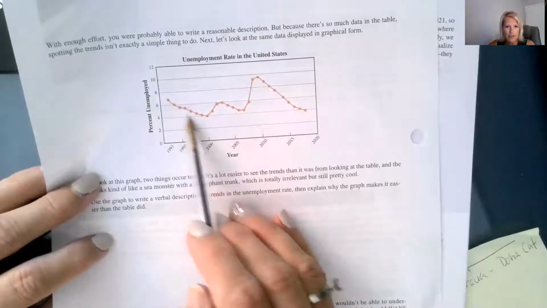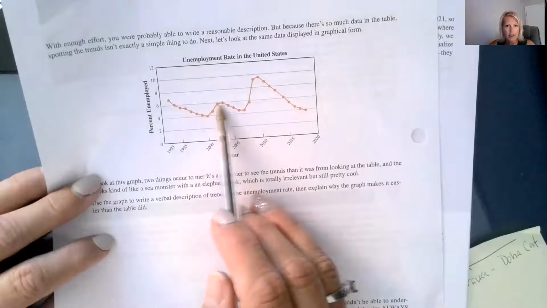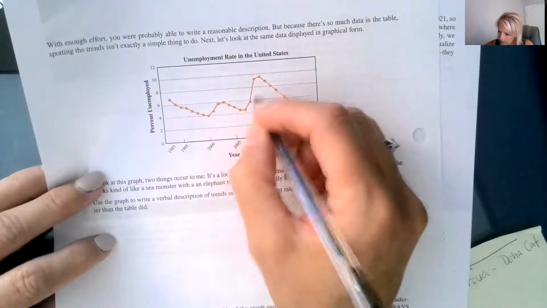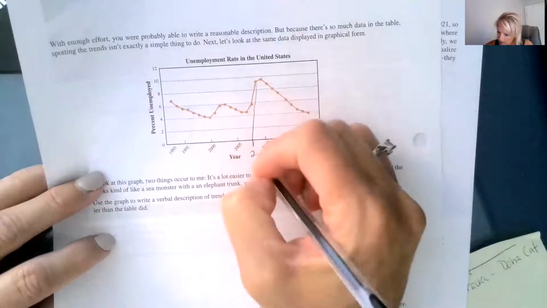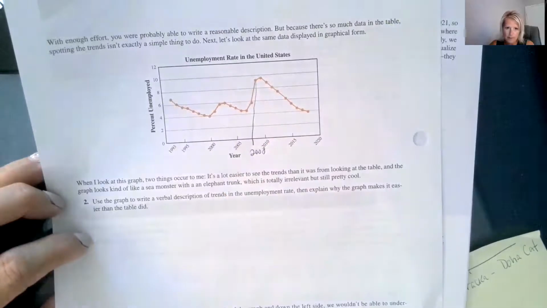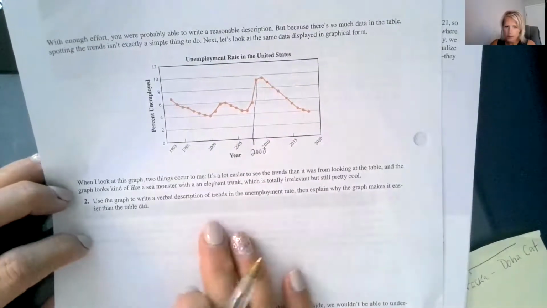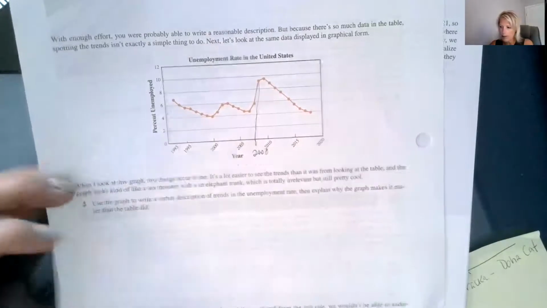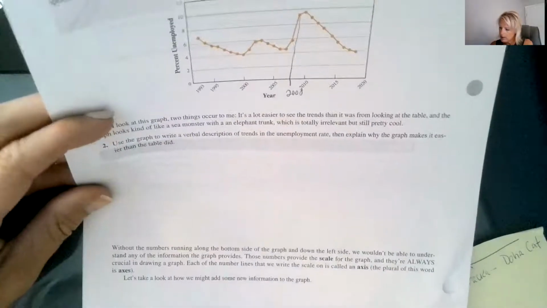We said that it was declining to about 2000, went up slightly, went back down. 2008, this is when this all occurred, right? And then it's slowly been declining after that. So you're going to use the graph to talk about some of the trends that you see that maybe you didn't see before on a prior page. Go ahead and take time to do that.